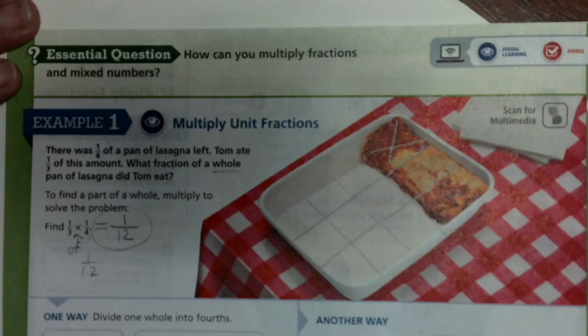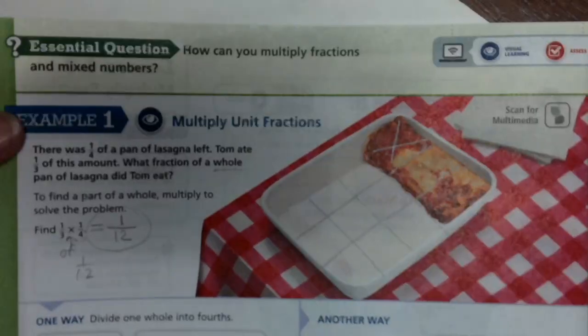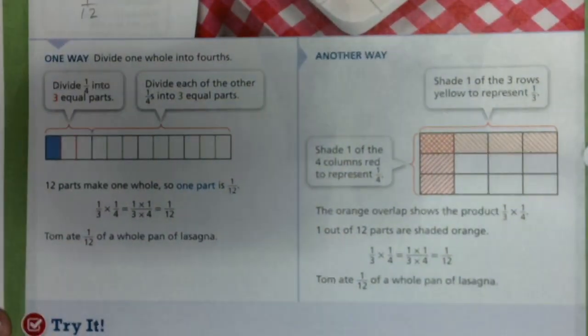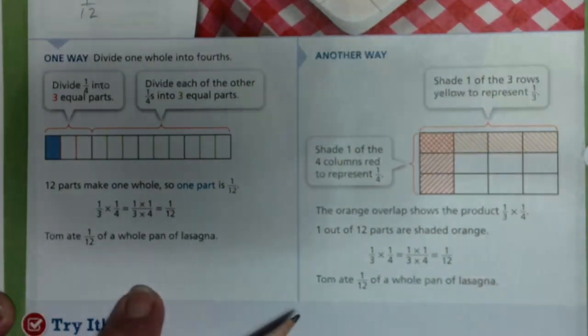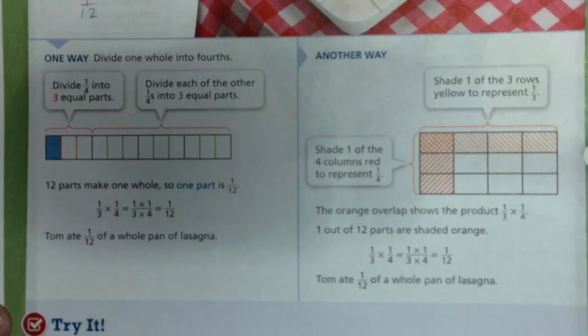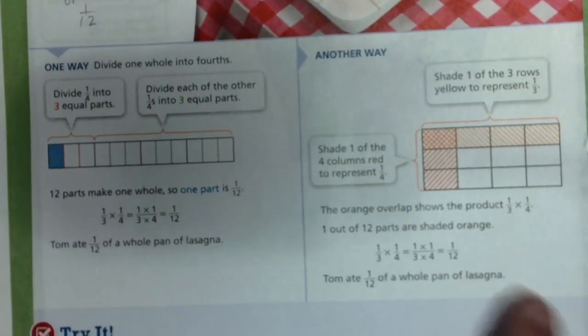Now, there are 2 ways described underneath this picture. It says one way and another way. Look at the 2 different ways and tell me which way did I do it. The way on the left or the way on the right? Okay, my picture looks more like the one on the right.